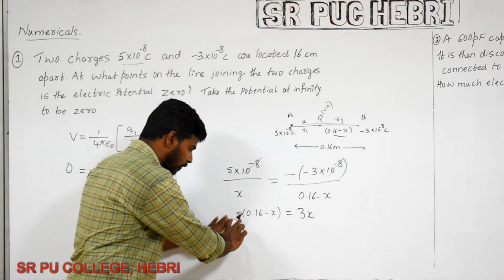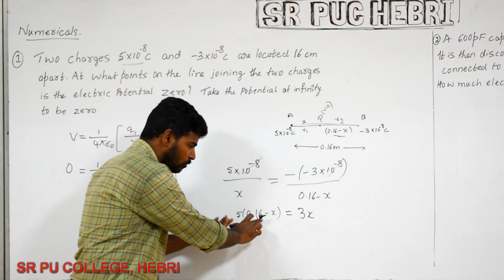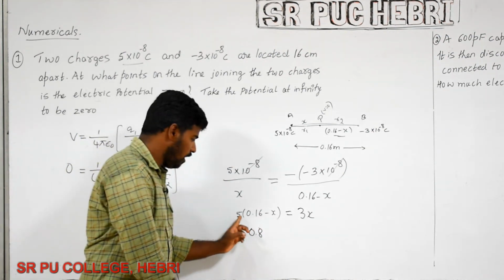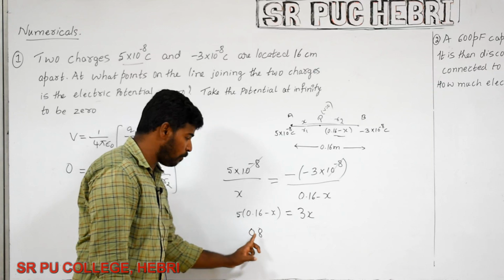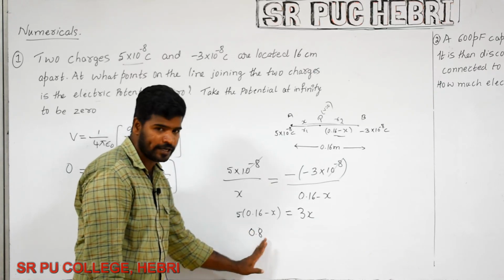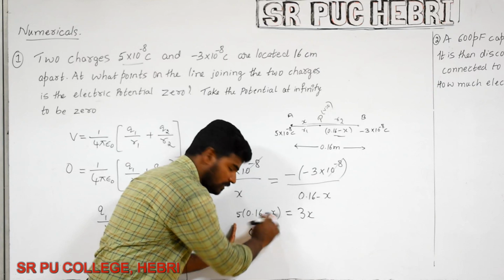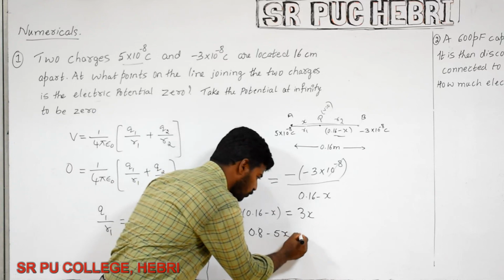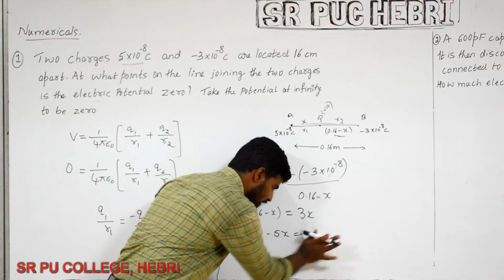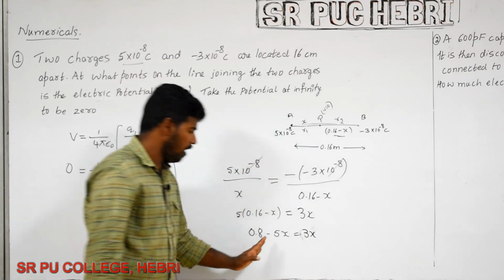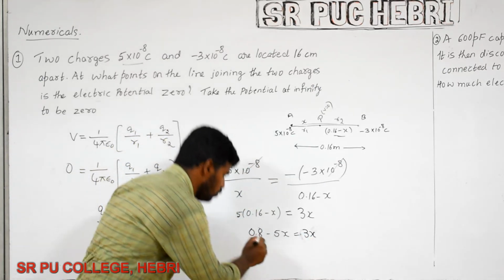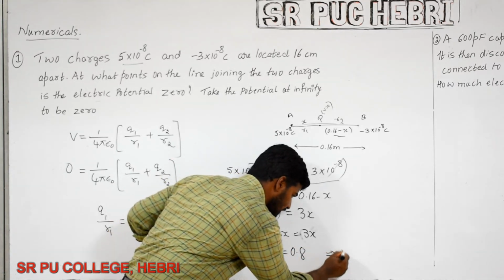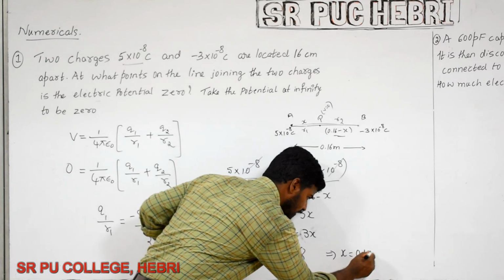Therefore that is equal to 5 into 0.16. What is the value of 5 into 0.16? That will be 0.8. Is it clear? 6 into 5 is 30, with the decimal point it becomes 0.8. Then 5 into minus x is minus 5x, which is equal to 3x. Now taking minus 5x to the other side, the equation is 8x is equal to 0.8. Therefore the value of x is 0.1 meter, which is the answer.